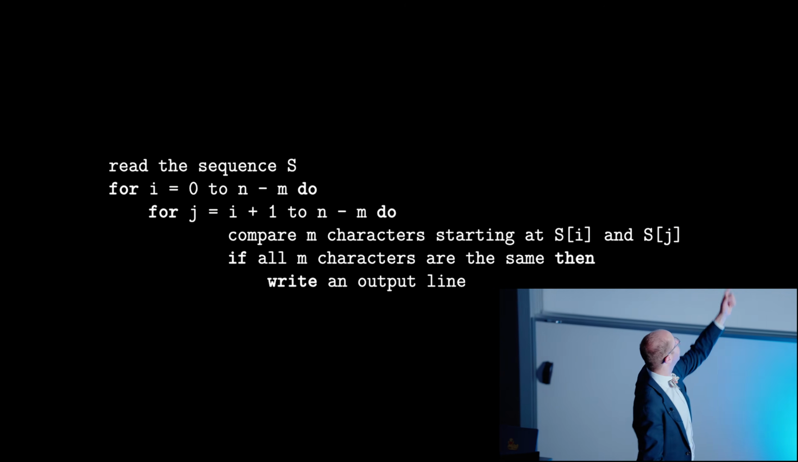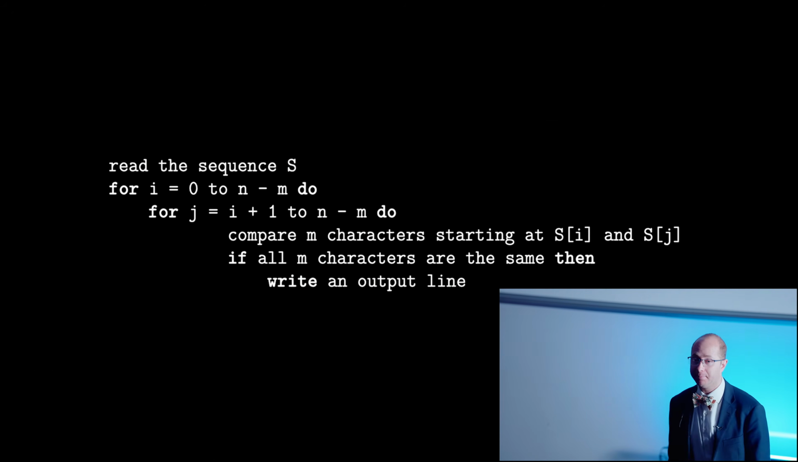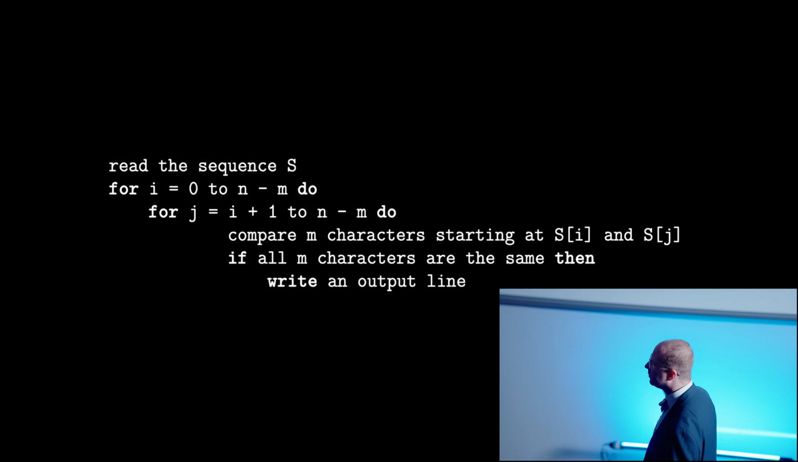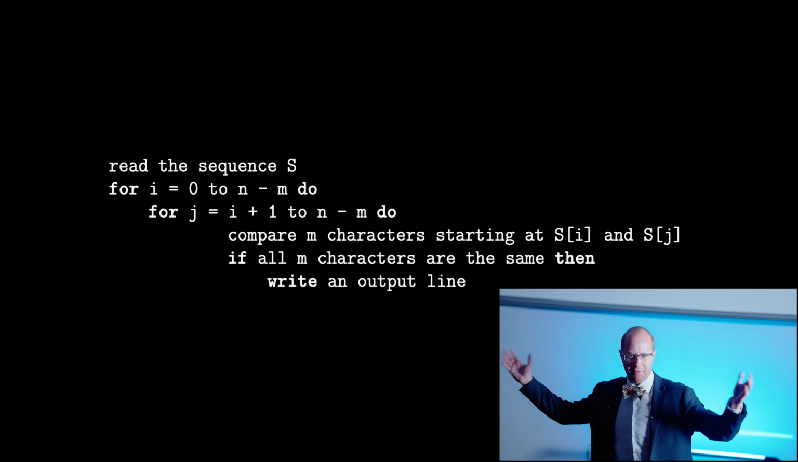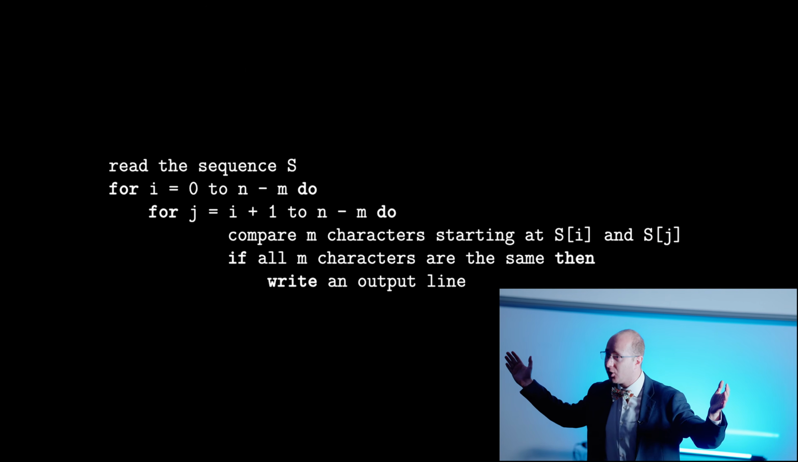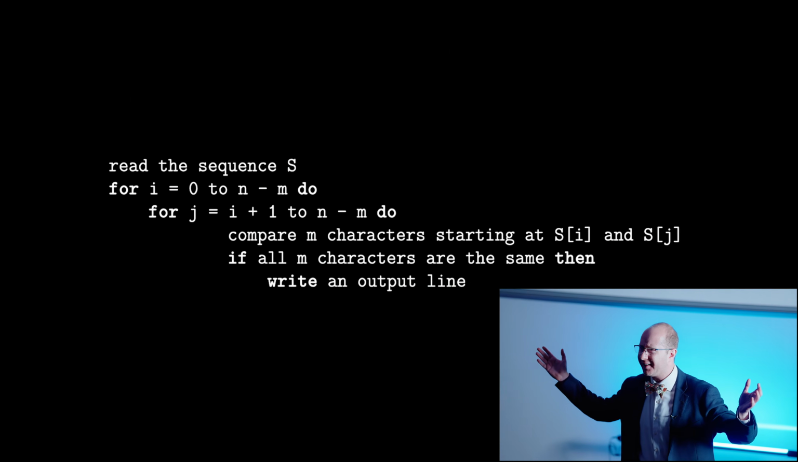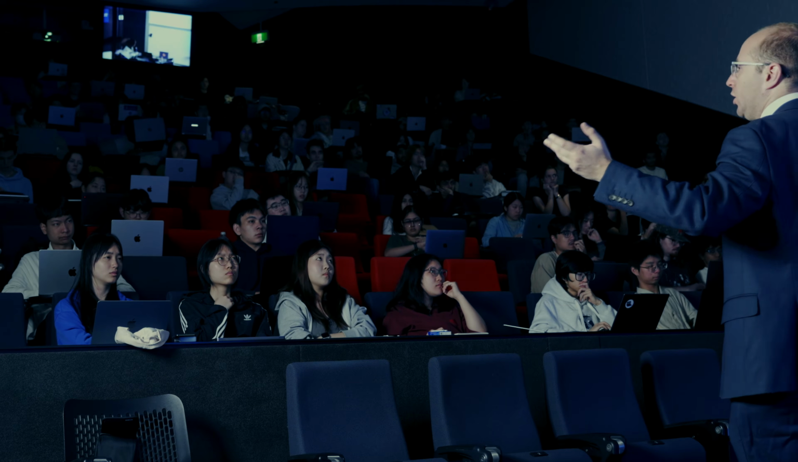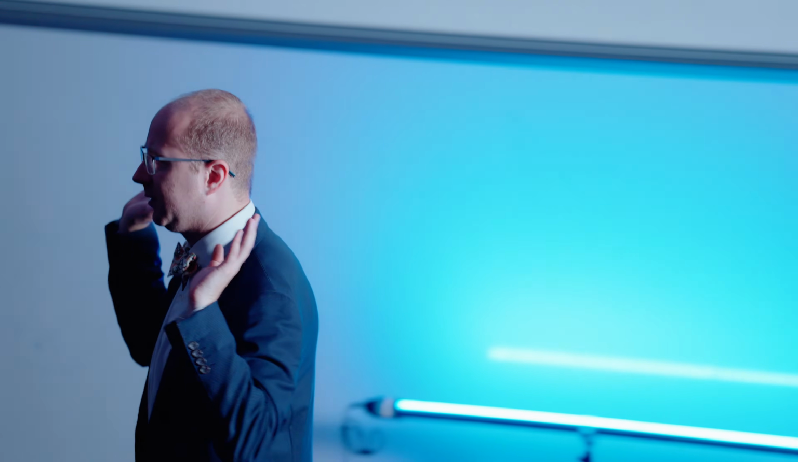So the outer loop does run n minus m times because it goes from 0 to n minus m. But if n is War and Peace, which has a lot of letters in it, and m was like 7, we probably don't really care about the 7 particularly. So we can essentially say, for being lazy computer scientists, let's just call it n. Let's say the outer loop runs n times.